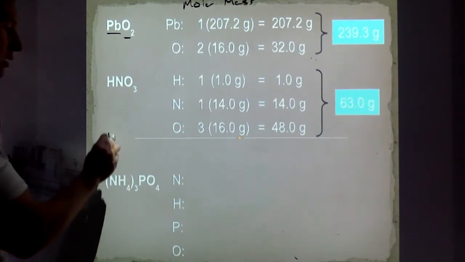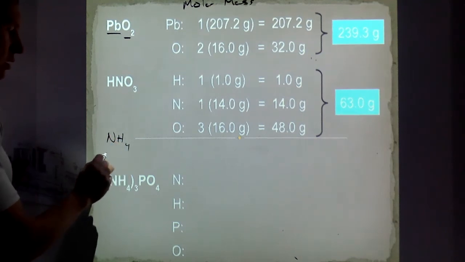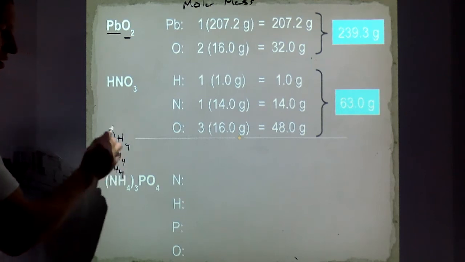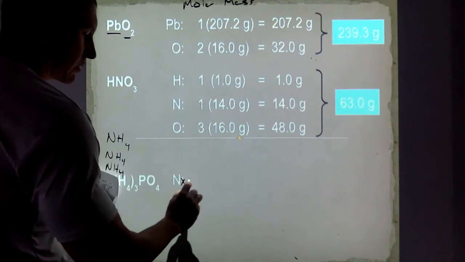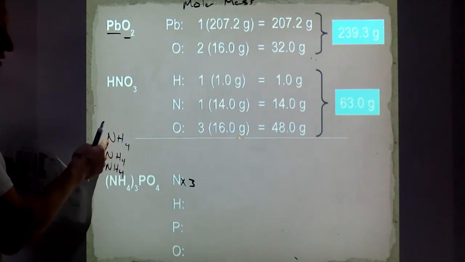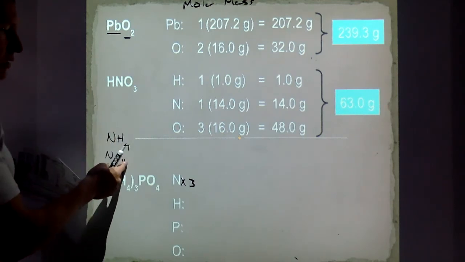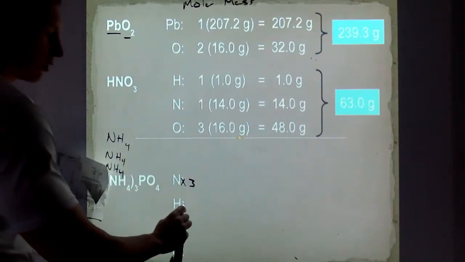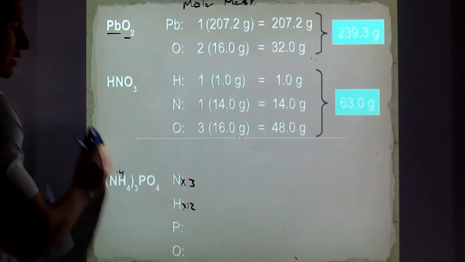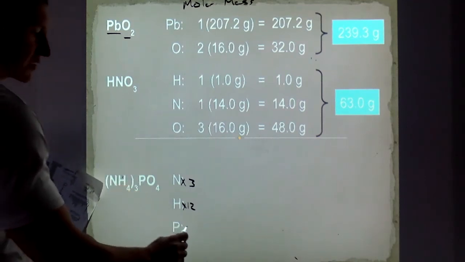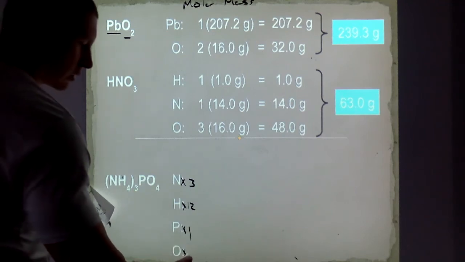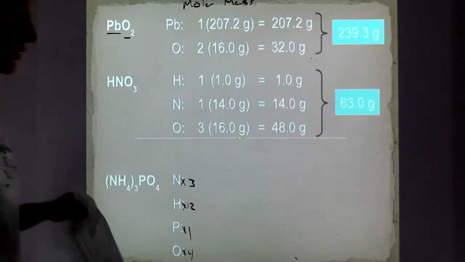So we have NH4, NH4, and NH4. So there are a total of 3 N's, so N times 3. Okay, how many H's are there? Well, there's 4 H's attached to this N, so 4 times 3. So there's a total of 12 hydrogens, sorry. And then for phosphorus, there's only 1 phosphorus. Okay, and oxygen, there's 4 oxygens. Okay, so that's how we get those numbers.